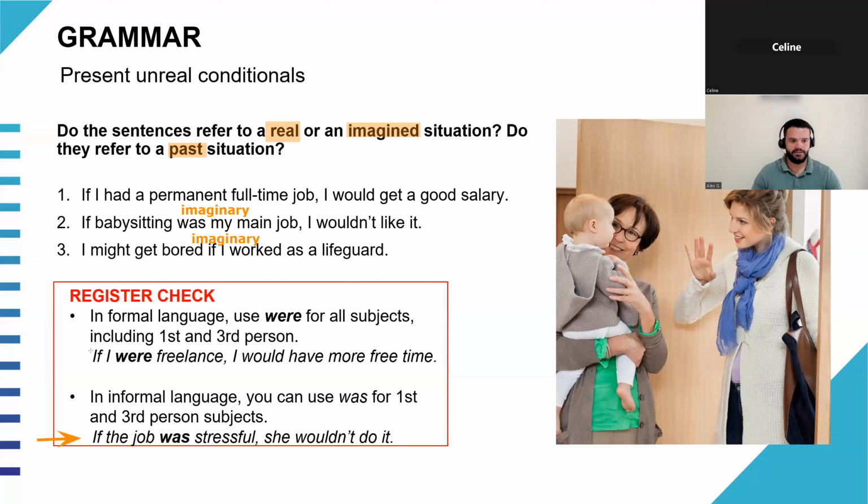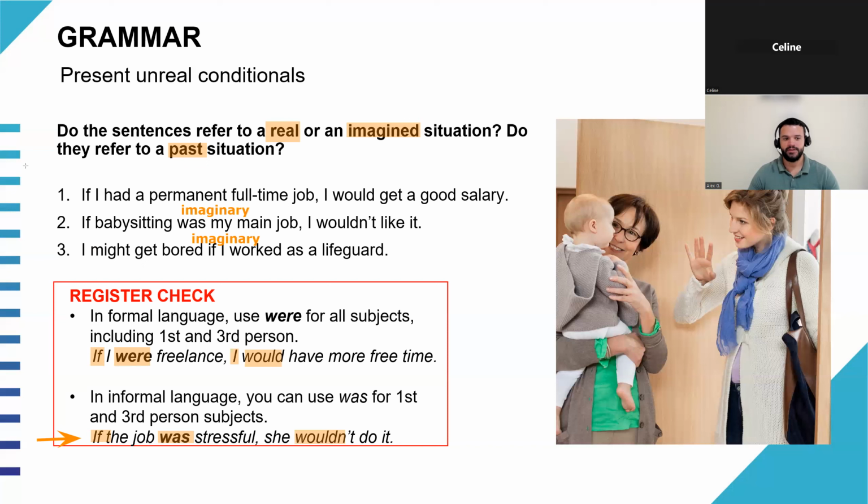So again, remember the structure that we have. If plus the simple past, I plus would, etc. Okay? If plus the simple past, and then would plus the complement. Okay? This is the conditional clause, and then this is the result clause. Any questions, Celine? No, I understand. Yeah. Great.